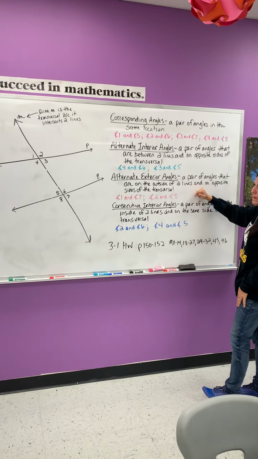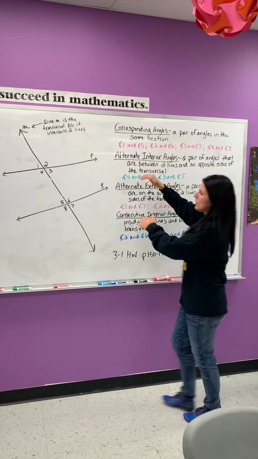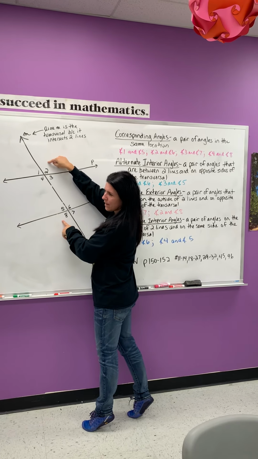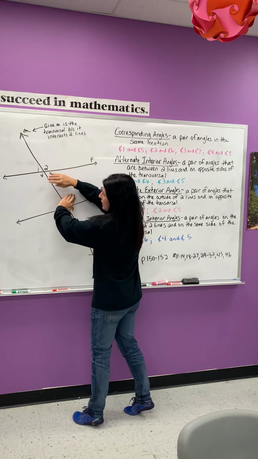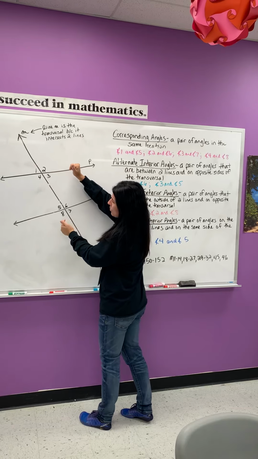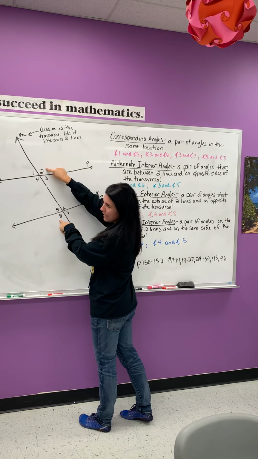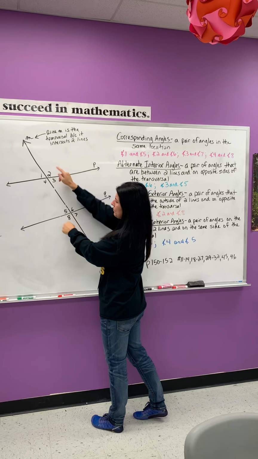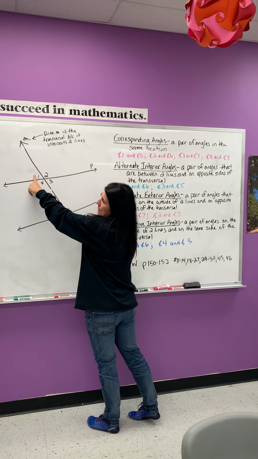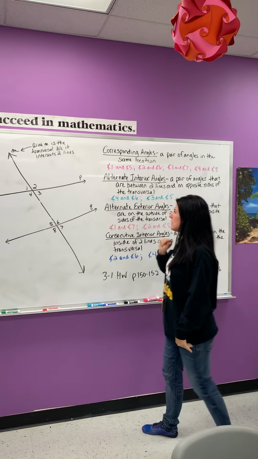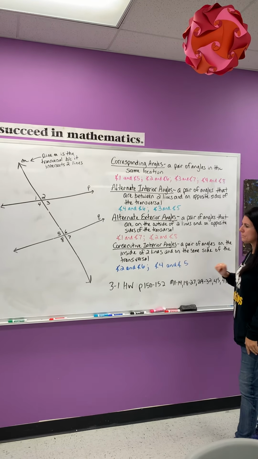Alternate exterior angles, similar idea. There are two angles on the outside of the two lines and opposite sides of the transversal. Here's the inside of the two lines, here's the outside. So alternate exterior is 2 and 8. They're on the outside of the two lines, opposite sides of the transversal. 1 and 7, outside of the lines, opposite sides of the transversal. So those are two sets of alternate exterior angles.